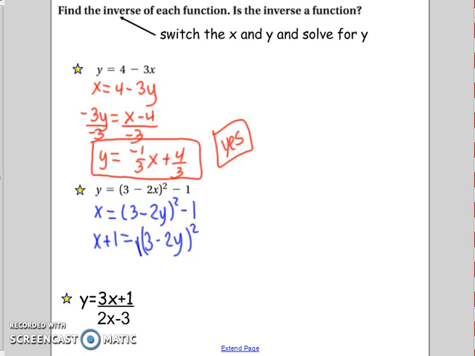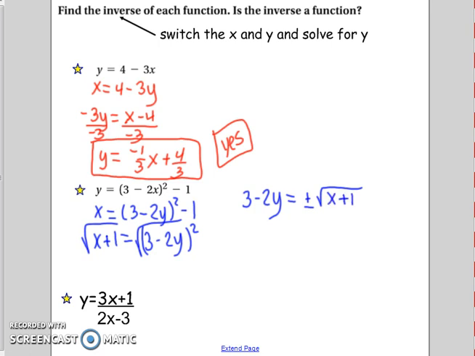So now I want to take the square root of each side, because I want to get rid of that square. So I'm just going to flip the way this is written. So I'm just going to put the 3 minus 2y on the other side, just because we're used to seeing y equals on the left. So 3 minus 2y equals, now when I take the square root of x plus 1, I get plus or minus the square root of x plus 1.